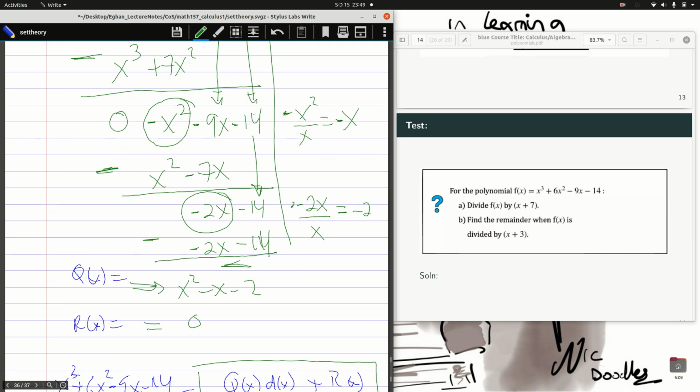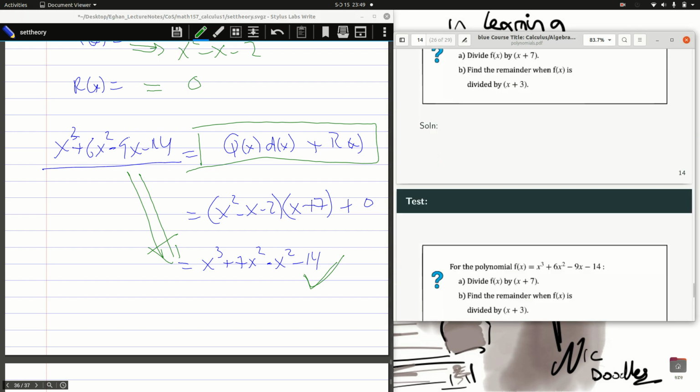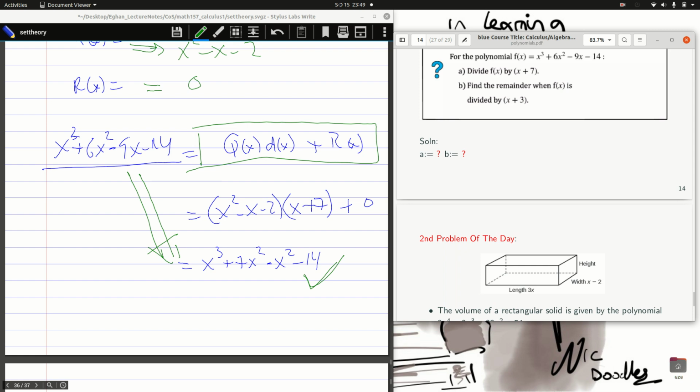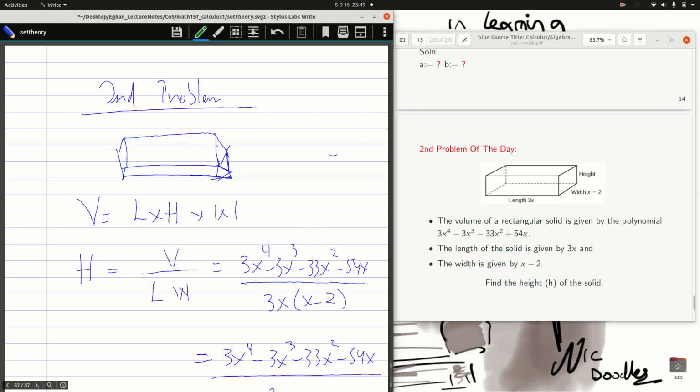Now the next question says divide by x plus 3 and then find the remainder. I hope you can be able to do that. Just try your hands on and see what you get as a remainder. Okay, I don't have an answer to that. That is just unfortunate.